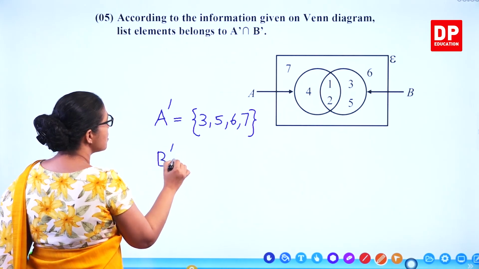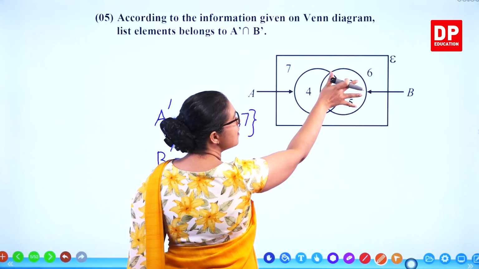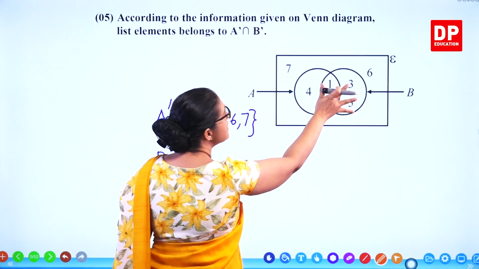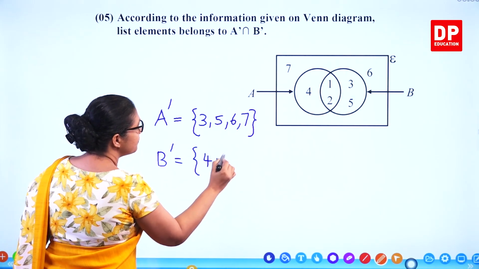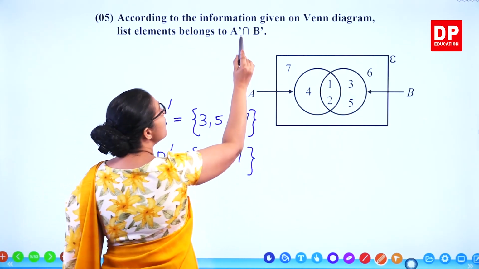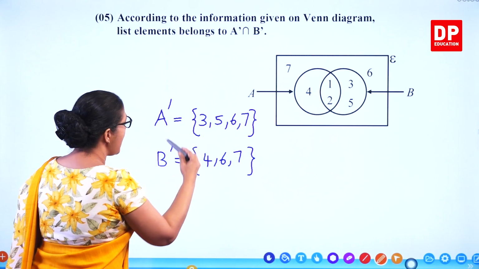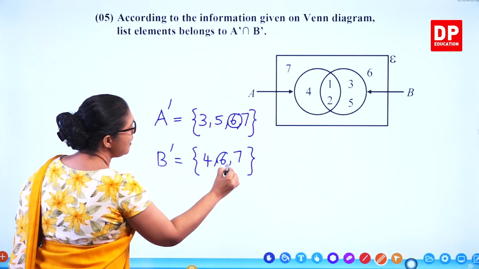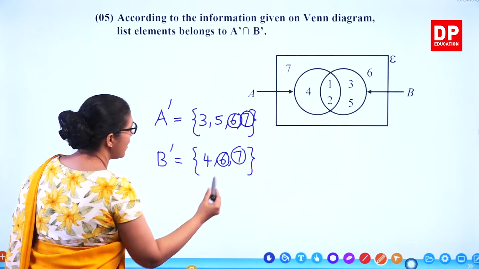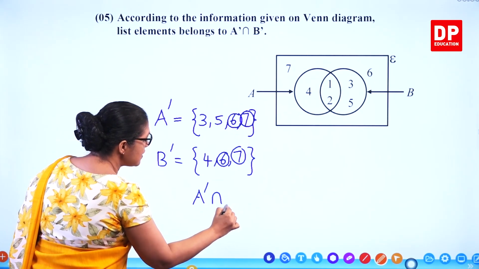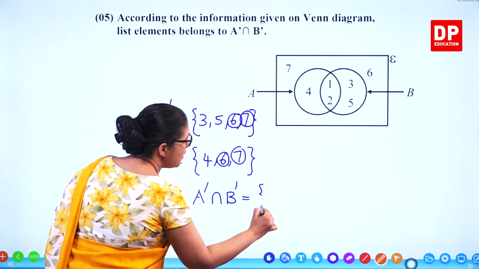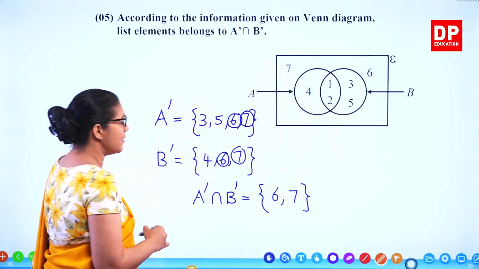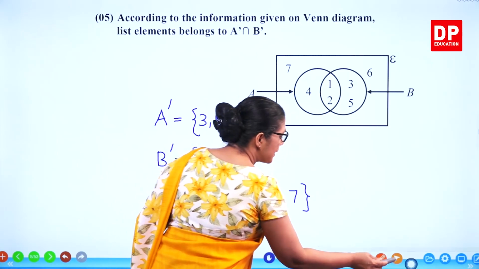Then B dash. What are the elements outside B? So you can close the circle B. What are the elements outside B? 4, 6 and 7. Then what do you do? This sign is the intersection of A dash and B dash. So what are the common terms here? Here 6 is common and 7 is common. So you can write that A dash intersection B dash is only the common terms, that's 6 and 7. So 2 marks for that.